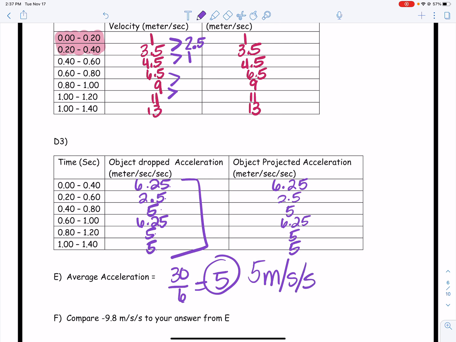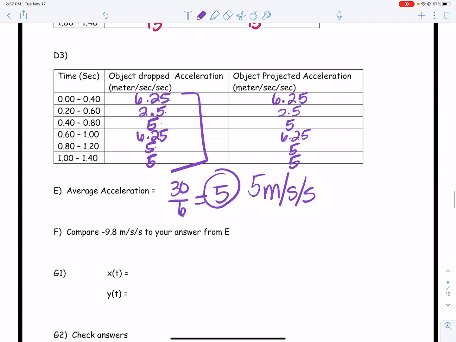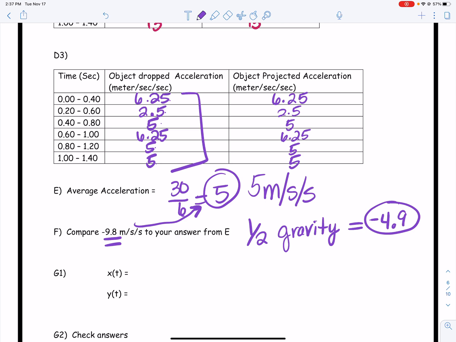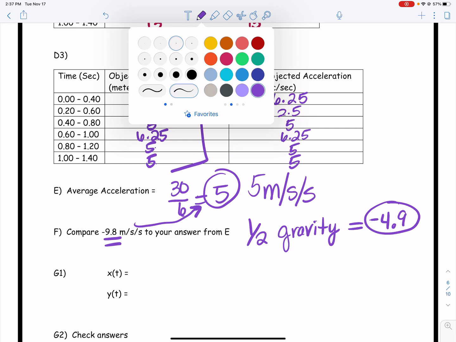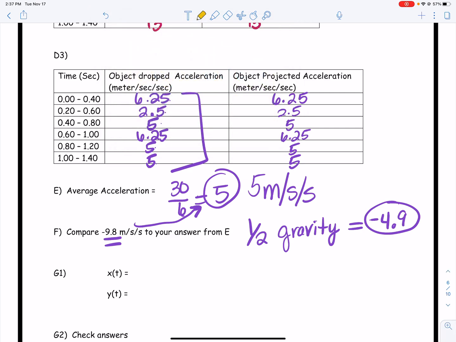And so it says on part F, compare your average acceleration to negative 9.8, your answer from part E. So if you look, this is about half of gravity. Gravity is 9.8 and 5 is about half of that. Half of gravity actually is negative 4.9. But we got very close just eyeballing something. So if you look in the textbook under G, it says that to find your y equation, you always take half of gravity. So I'm just going to do that instead of doing 1/2 g t squared plus the starting height.